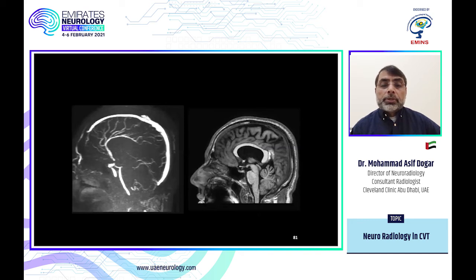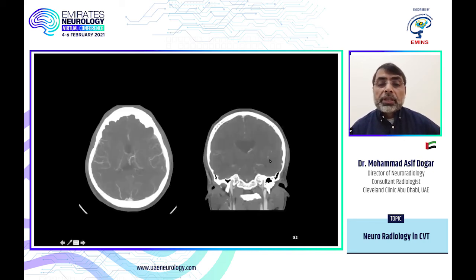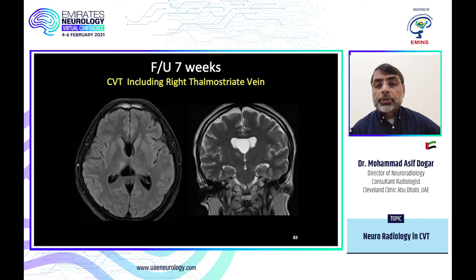And here you can see there is a non-opacification of the vein of Galen, straight sinus. On the pre-contrast T1, here you can see hyperintensity. Even on the CTV, you don't see the opacification of the right thalamostriate vein. You see the opacification on the left. Same thing here, you don't see this vein on the coronal image, you see the opposite side.